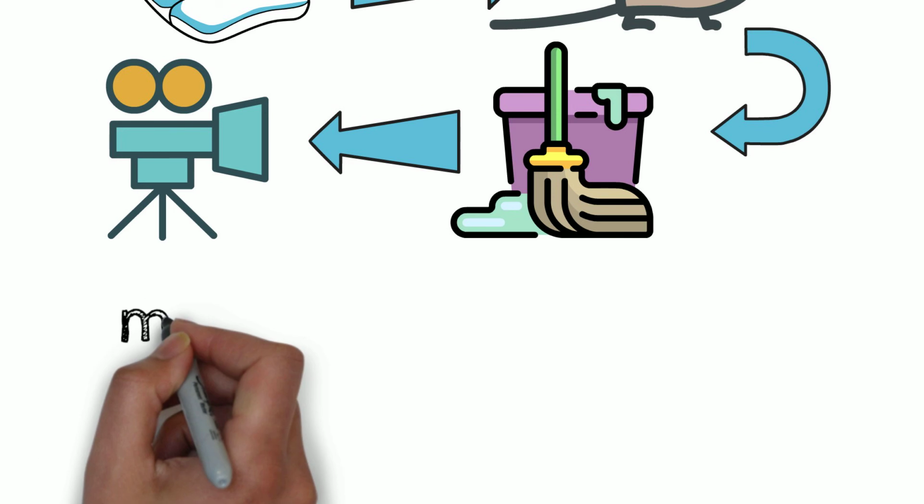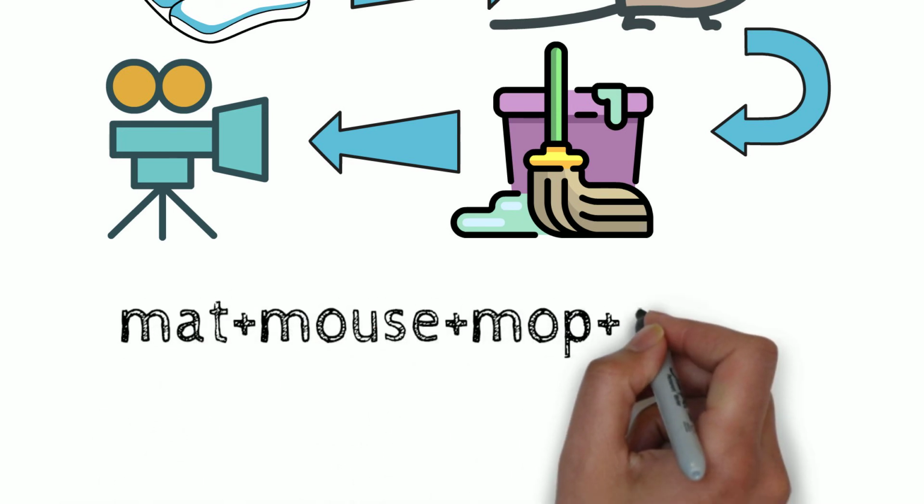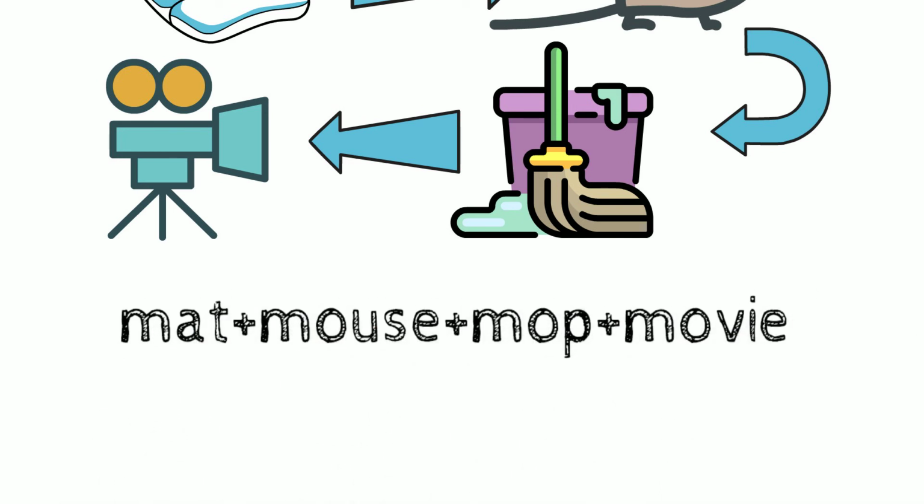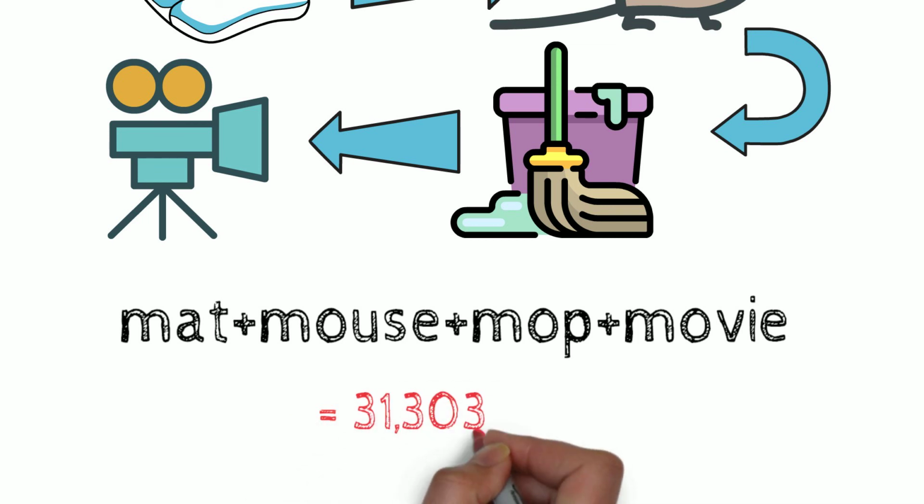So when you combine a mat, a mouse, a mop, and a movie, you get 31,303,938. Do you now find it hard to forget the number? I know you do. So come up with your own peg list for numbers 30 to 39 and use your imagination widely. You can do it.